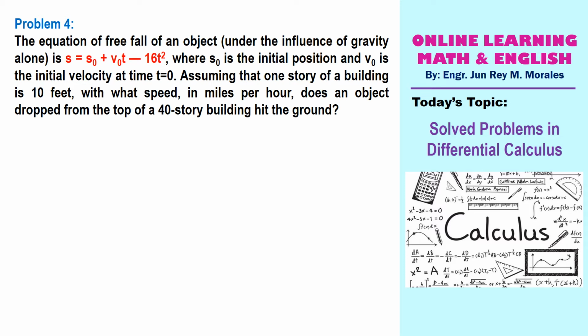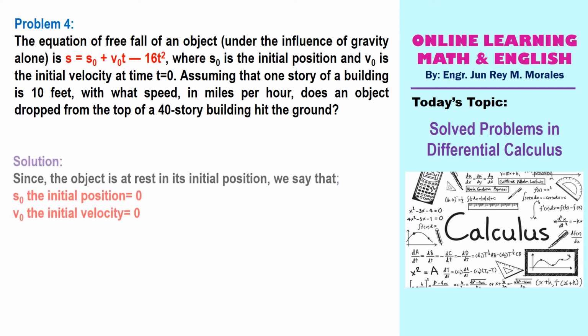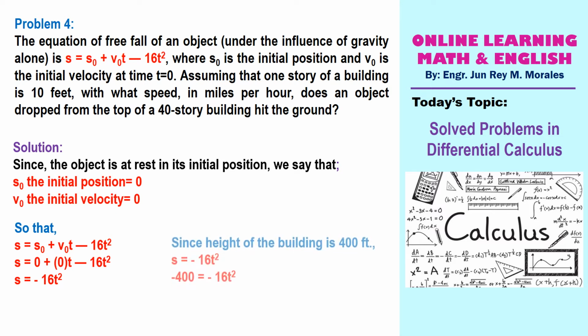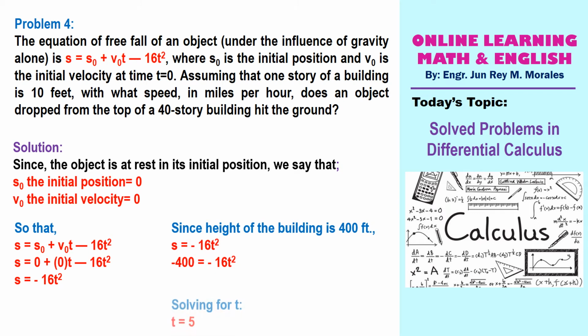Since the object is at rest in its initial position, we can say that the value of initial position and the initial velocity is 0. So, the equation becomes s is equal to -16 times t squared. Since the height of the building is 400 feet, we can solve for t. And t is equal to 5.